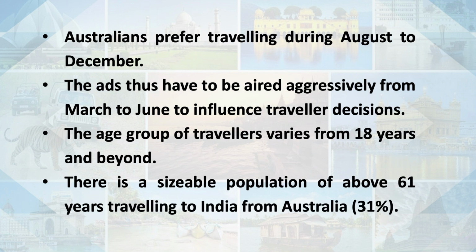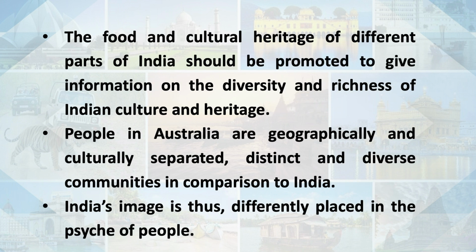Australians prefer traveling during August to December, so the ad does have to be aired aggressively from March to June to influence travelers' decisions. The age group of travelers varies from 18 years and beyond. There is a sizable population of above 61 years, meaning the aged people traveling to India from Australia. That's very important. The food and cultural heritage of different parts of India should be promoted to give information on the diversity and richness of Indian culture and heritage.